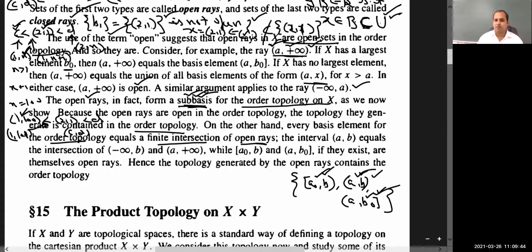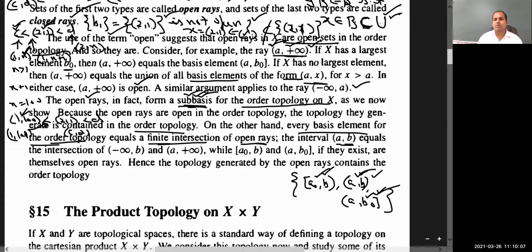This is the union of the rays. I mean, if X has no largest element, then (a, +infinity) equals the union of all basis elements of this form. Now, here, yes, every basis element for the ordered topology equals a finite intersection of open rays.